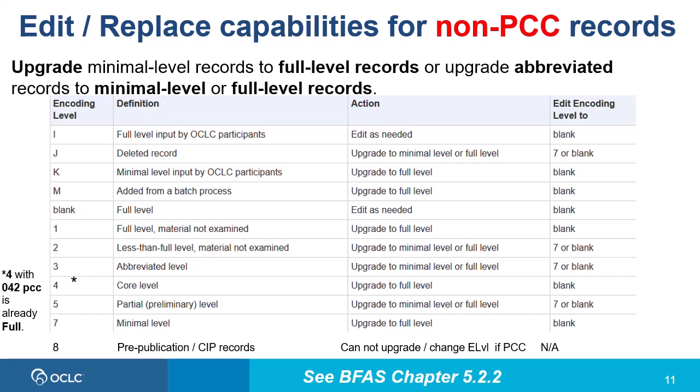You can upgrade minimal level records to full level records using the code blank, and you can upgrade abbreviated level records to either minimal level using code 7 or to full level records using code blank. You can review the details for upgrading records on this table at Chapter 5.2.2 in Bib Formats and Standards. So far, we've just looked at the edit and replace capabilities for non-PCC records.